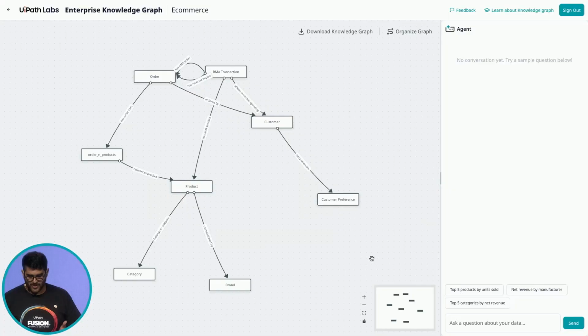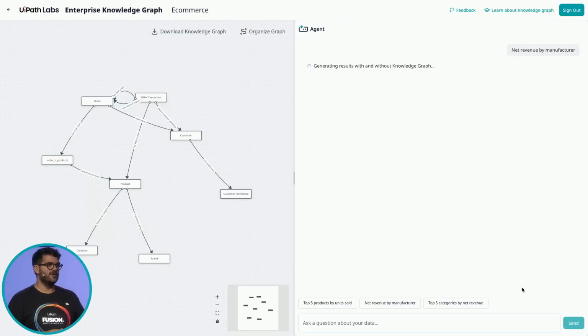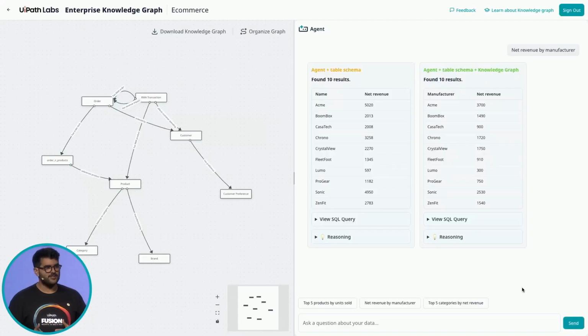A Knowledge Graph represents your database as business objects and uncovers the relationships between them and the business rules. So in this example, we're actually using an e-commerce database. And I'm going to ask the agent to show me net revenue by manufacturer. And you're going to see two answers. On the left-hand side, an answer using traditional techniques, and on the right-hand side, an agent with Knowledge Graph.